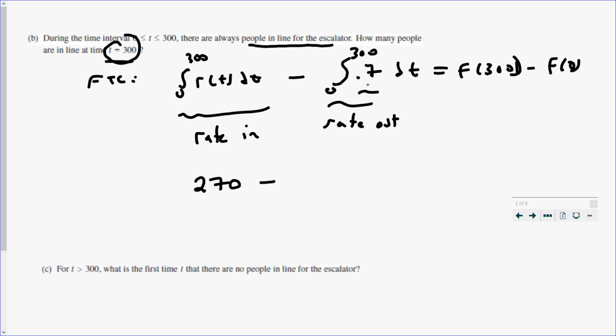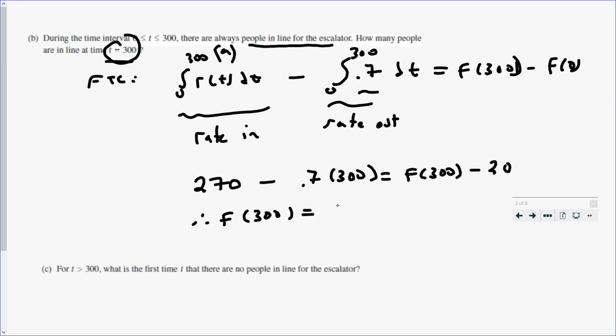Minus over here, if we integrate this 0.7, that's going to be 0.7 times 300. Again, that's just FTC. Remember, we got this from part A right here. And that's going to equal the value at 300 minus the initial, which they tell us was, what was it, 20 people? If you solve this, at the very end at 300, you're going to wind up with 80 people left in line. So that means at the end of 300 seconds, there are going to be 80 people remaining.